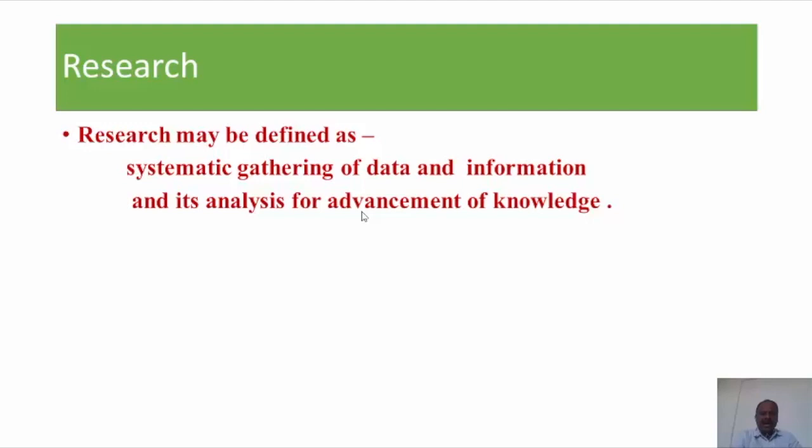Here, the importance of systematic gathering word is there. What is systematically gathered? It is data and information. What is the difference between data and information? And its analysis for advancement of knowledge. So here three terms are important: data, information, knowledge. So data is in raw form. After processing data, we will move towards information, and giving meaning to the information is knowledge.